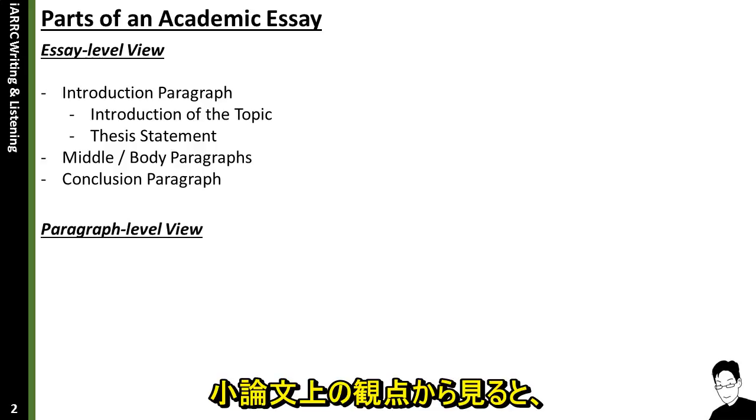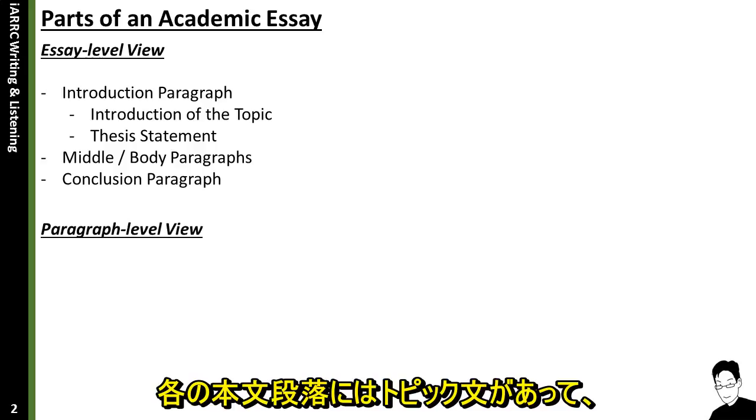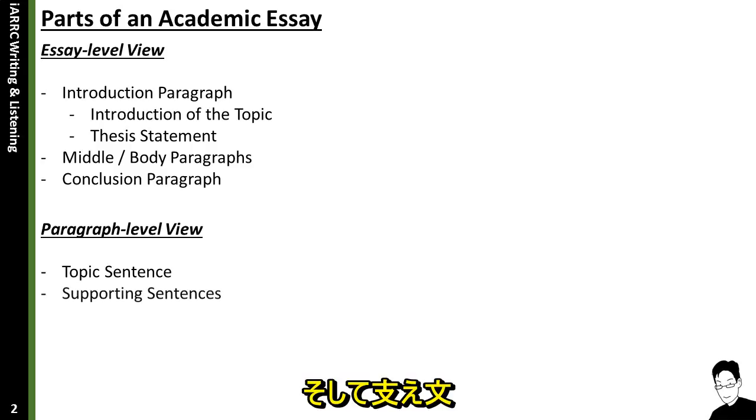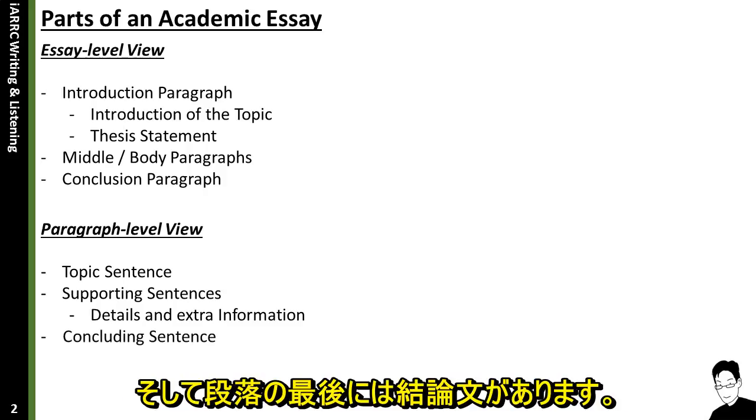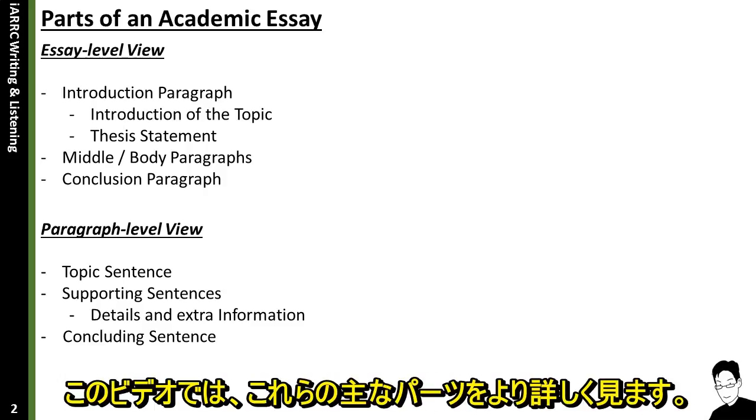For the paragraph level view, we can see that each main paragraph has a topic sentence, supporting sentences, which then follow up with details and extra information, and a concluding sentence at the end of the paragraph. In this video, we will examine these main parts in more detail.